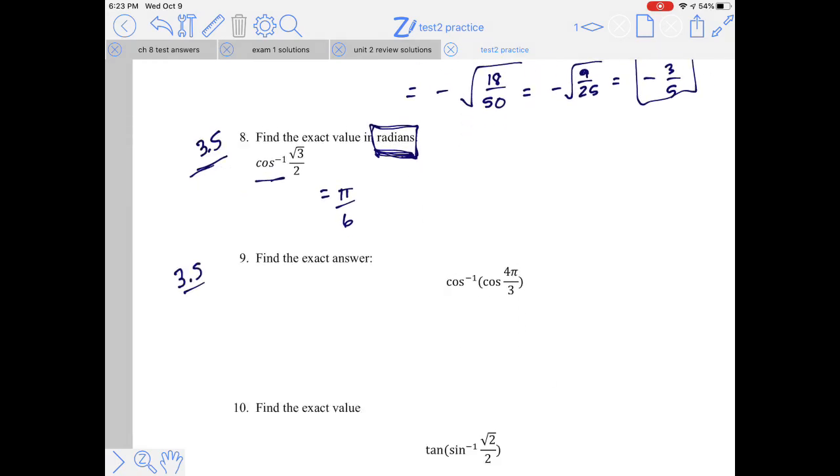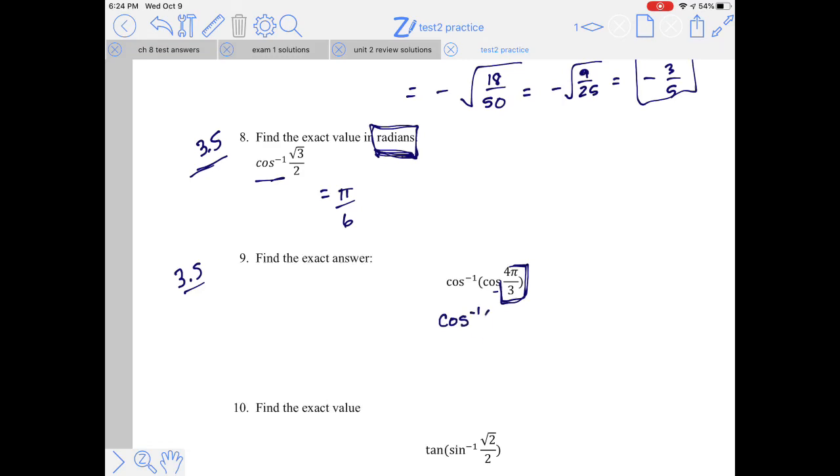All right, question 9, also from 3.5, a little bit different. The impulse that students have is, wait a minute, cosine and inverse cosine, those are inverse functions, so don't they just automatically cancel each other out every single time? And the answer is sometimes they do, sometimes they don't. They're only inverse operations if what we're evaluating is within the defined parameters. For cosine, it's got to be in quadrants 1 or 2. 4 pi thirds is in quadrant 3. So these do not act as inverse operations, or inverse functions, rather.